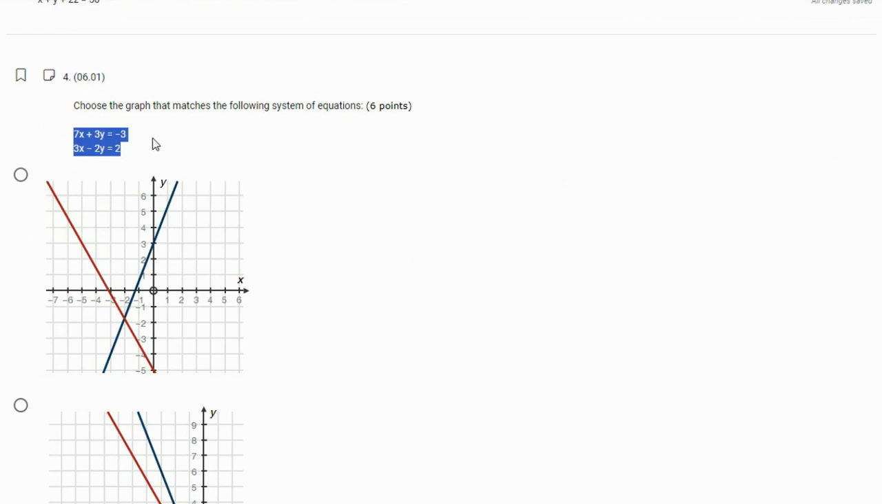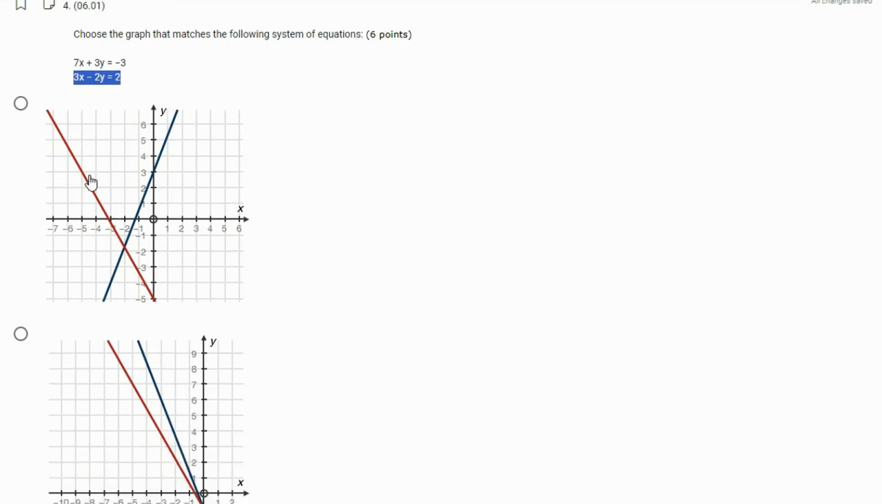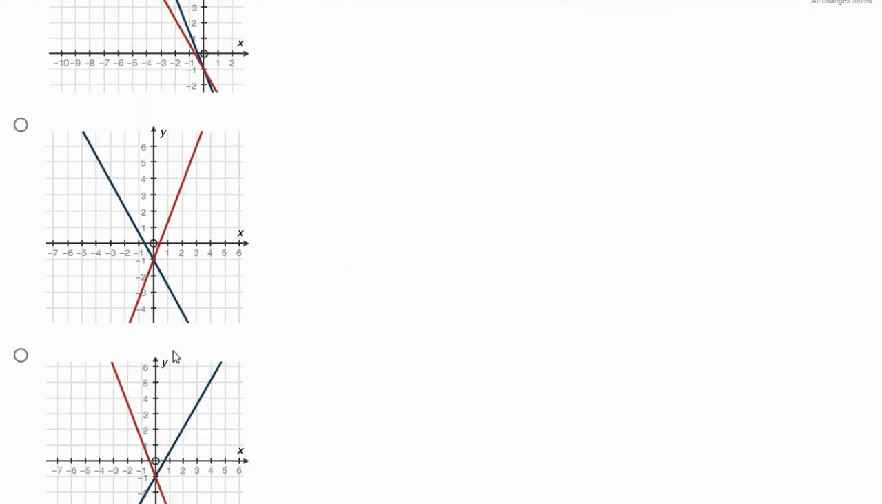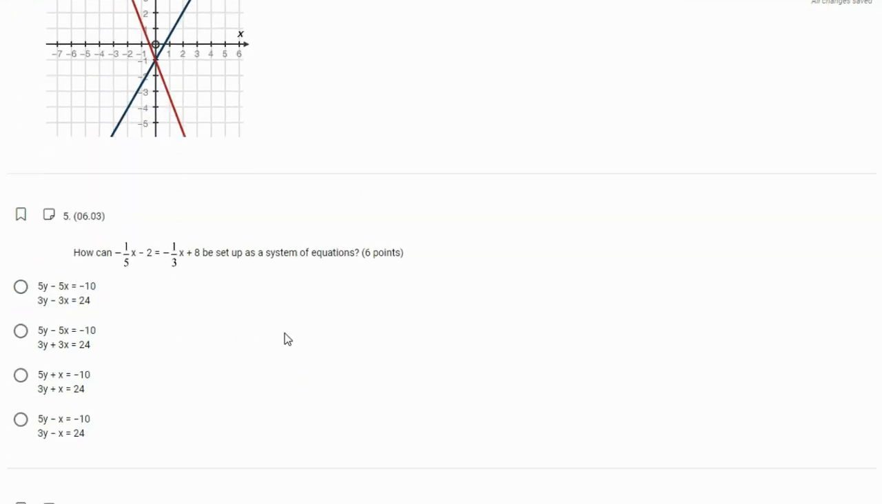So if I want to know the graph that matches this system of equations, I'm probably going to graph this system of equations and see what it looks like. And I'll go, well, it doesn't look like that. I'm going to pick out the graph that looks like what it looks like in Desmos. Here's an equation. How can this be set up as a system of equations? Because you just have this expression equals that expression. Well, that didn't even graph well. How can I make that a system of equations instead?